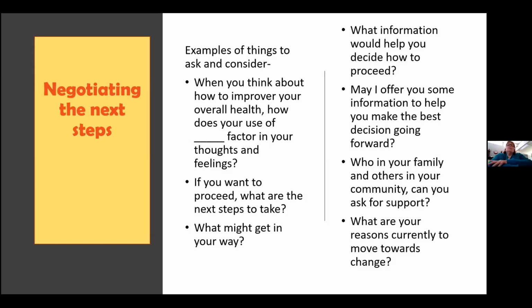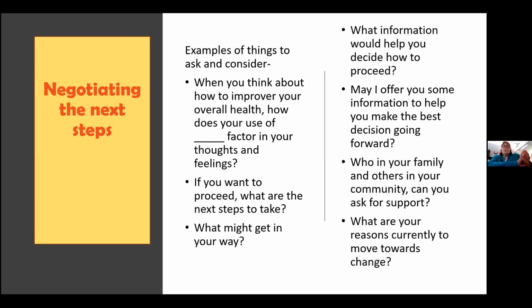All right, let's talk about how you negotiate the next steps in a brief intervention. So what I did is I just created some open-ended questions that you could ask when you get to that point, things to consider that require more than a yes or no response. And this is a sensitive area in the intervention because you are always attuning to not putting somebody off. You want to make sure that you're still engaged with them and they're still open to what you have to say. So when you think about how to improve your overall health, how does your use of blank blank factor into your thoughts and feelings? It's pretty non-threatening and it's really focusing on health versus stigmatizing somebody. That's one question you can ask.